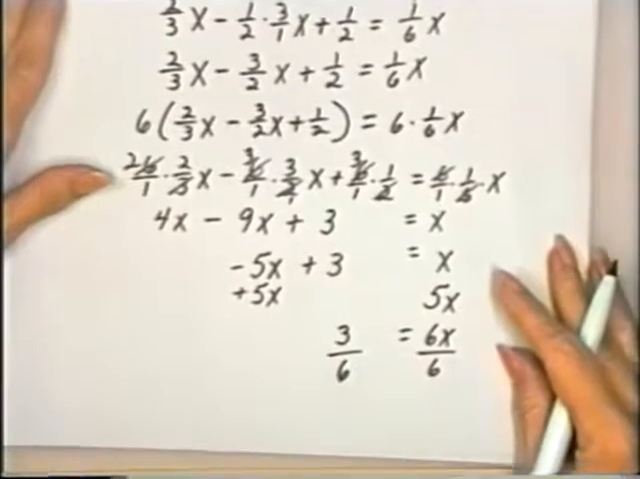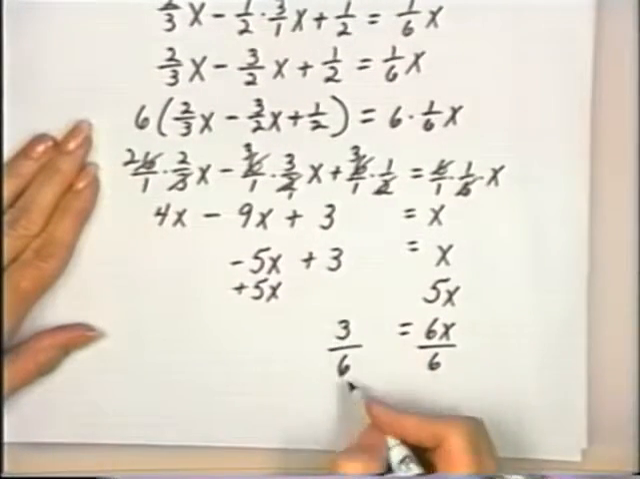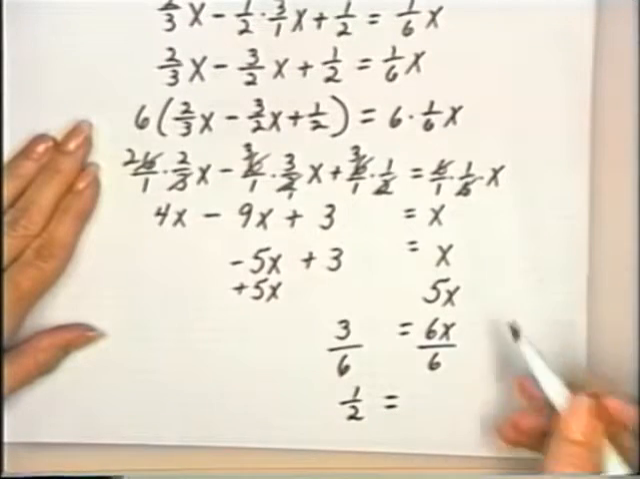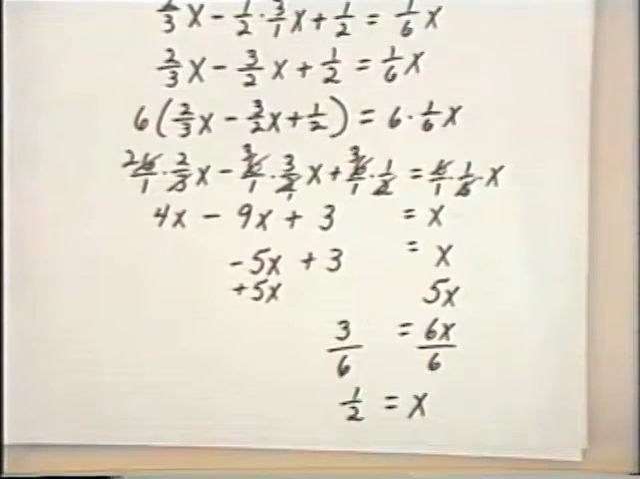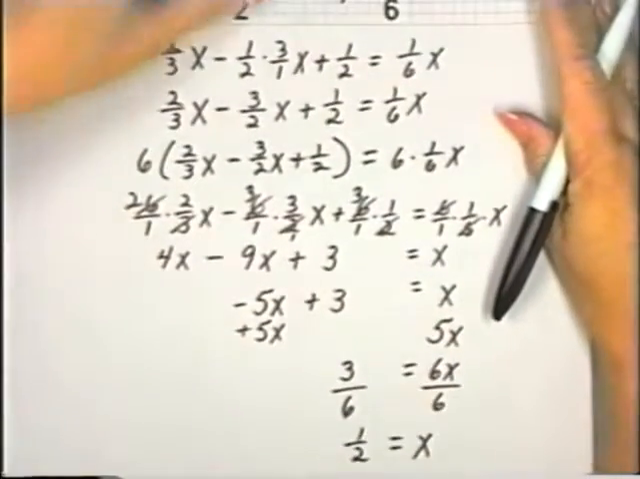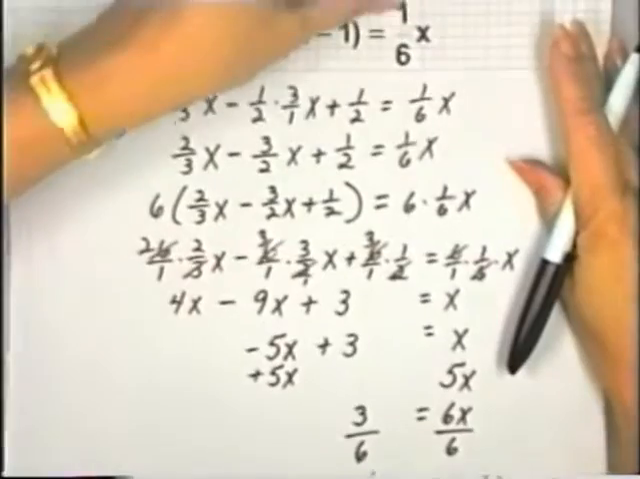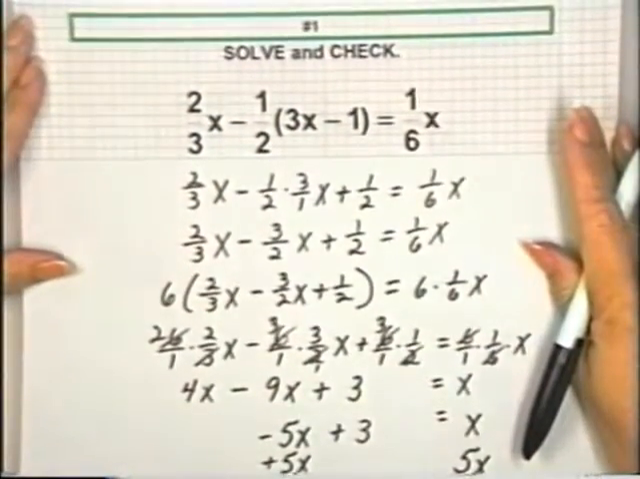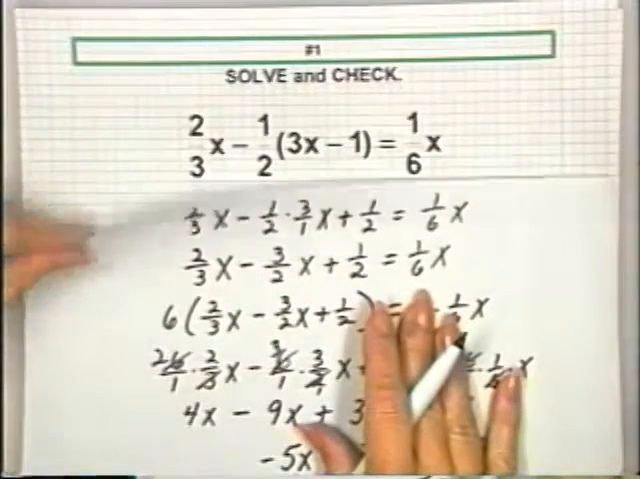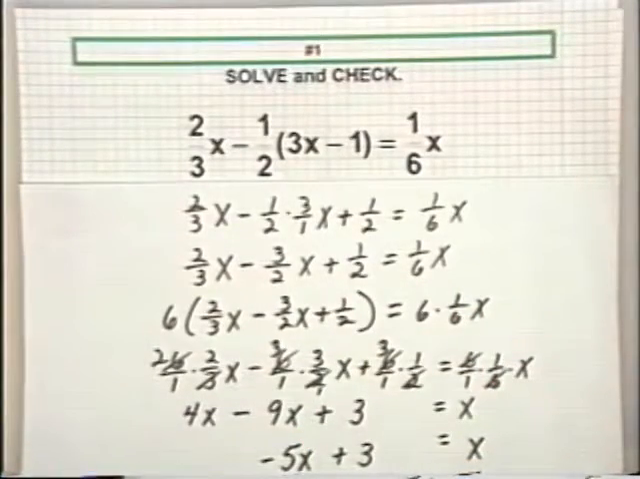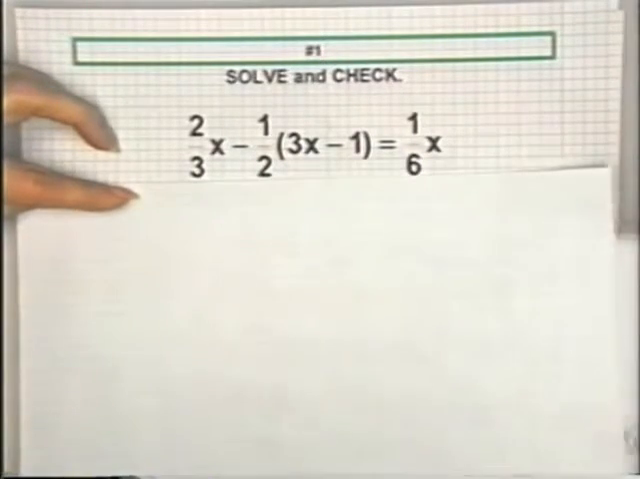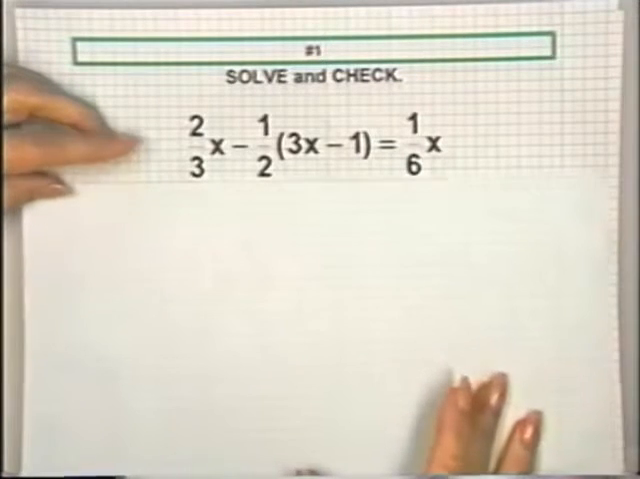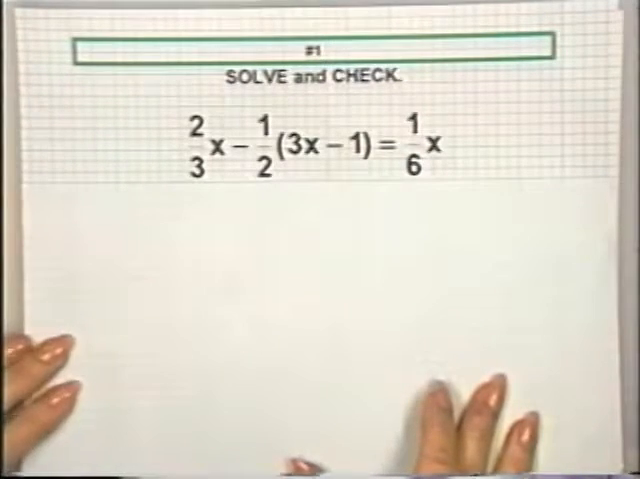The resulting equivalent equation: 3/6 will reduce to 1/2. 6x divided by 6 is 1x. So the equivalent equation is 1/2 equals x. Now I need to check this in the original equation. So I want to replace each x with 1/2.